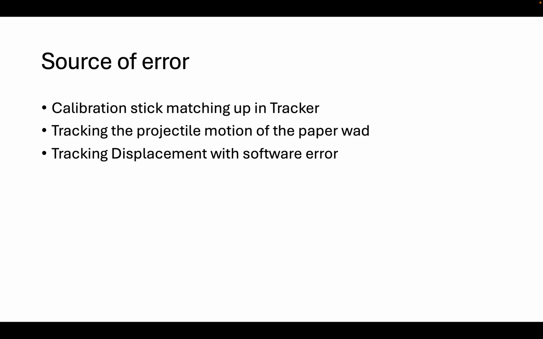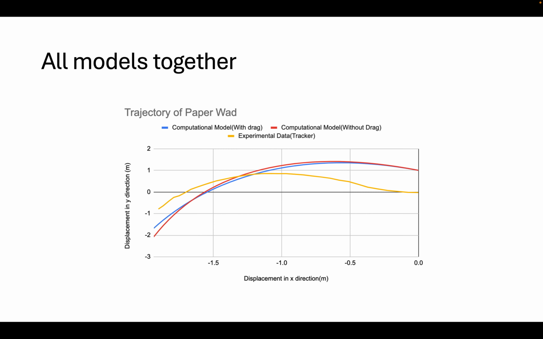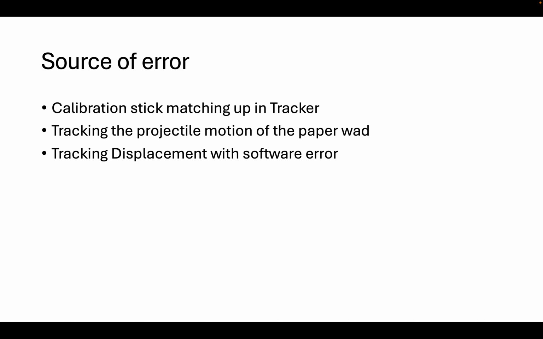Some sources of error may have been the calibration stick matching up in Tracker, where I might not have made exactly 1 meter as my distance. Tracking the projectile motion of the paper wad might have gone astray, as I might not have exactly clicked the center of the paper wad every time. Also, tracking displacement with software may have led to an unseen error. Another big source of error is that if I made the origin the ground, the graph would have been translated up 1 unit, so maybe it would look more like the computational model with drag, as we can see in this graph. So that may have led to a different outcome.